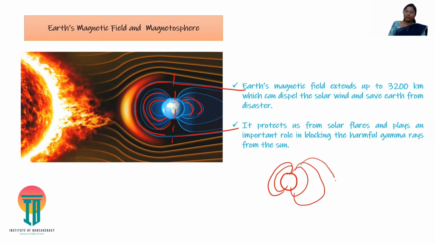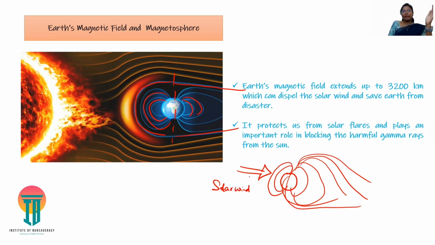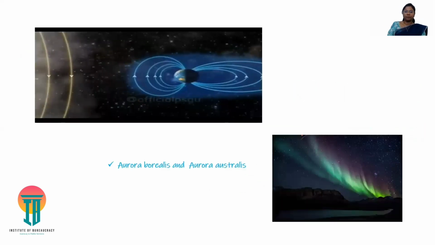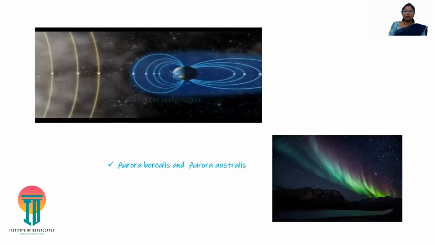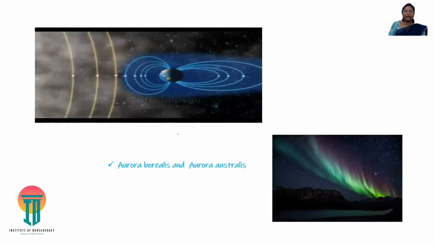Okay, you're getting me? One side it has been elongated. Why? Because of the impact of the solar winds. The magnetic field line facing the sun would be shorter, and the other half would be quite longer. As you can see, this is an open source image. I downloaded it for better understanding.